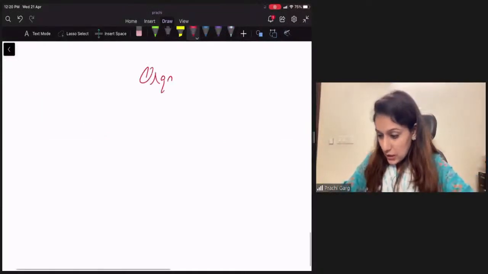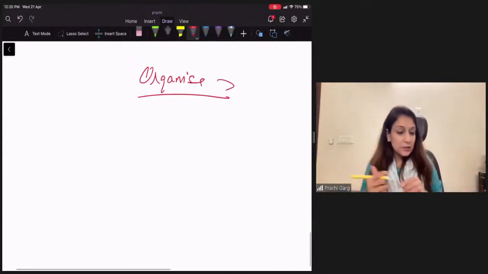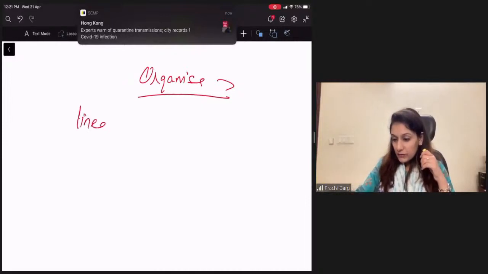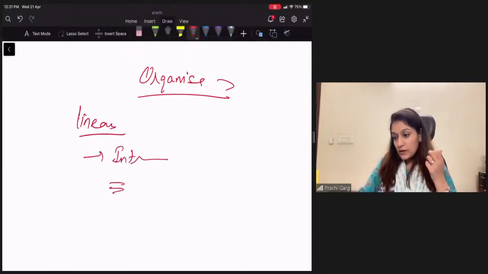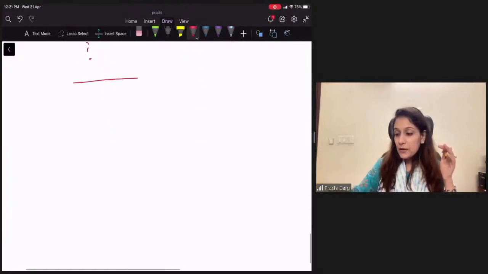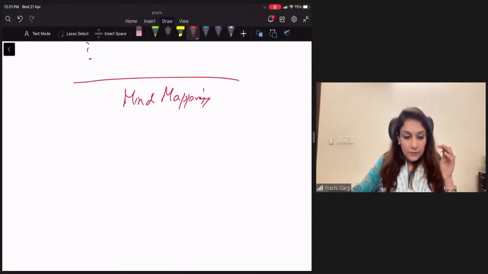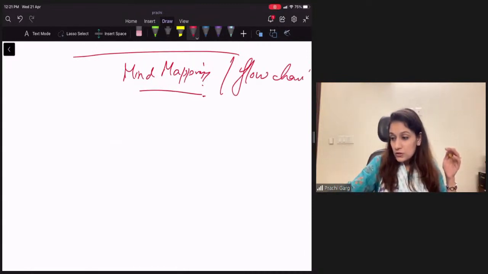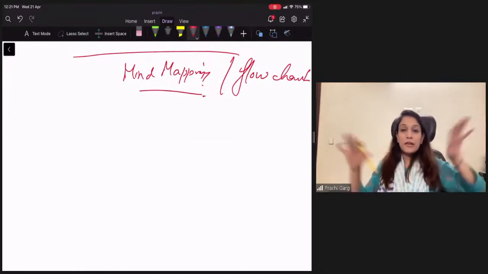Now, organize. How will I do it? I'll tell you there are two ways. One is, of course, you can go in a linear way. You can make points. Okay. Linear points means introduction. What will I write in introduction? On pros and cons. Pros, these points. Cons, these points. These are linear ways of making notes. But I can do mind mapping also. Now, what is mind mapping? Or I can draw a flow chart also. So this will basically help me to organize my information.